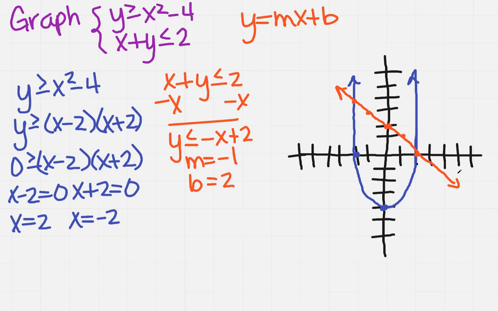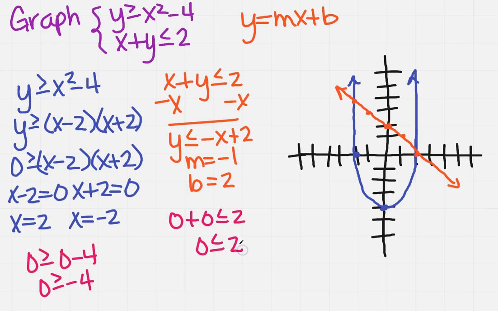Now, I need to figure out where I'm going to shade. Let's do 0, 0, just because it's so easy. So in the blue one over here, I'd have 0 is greater than or equal to 0 minus 4, so 0 is greater than or equal to minus 4. That's a true statement. Now what about my other one? I've got 0 plus 0 is less than or equal to 2, so 0 is less than or equal to 2. Oh, hey, that works too. So right now, that tells me that I'm going to shade inside here. Okay, I've got that going on.